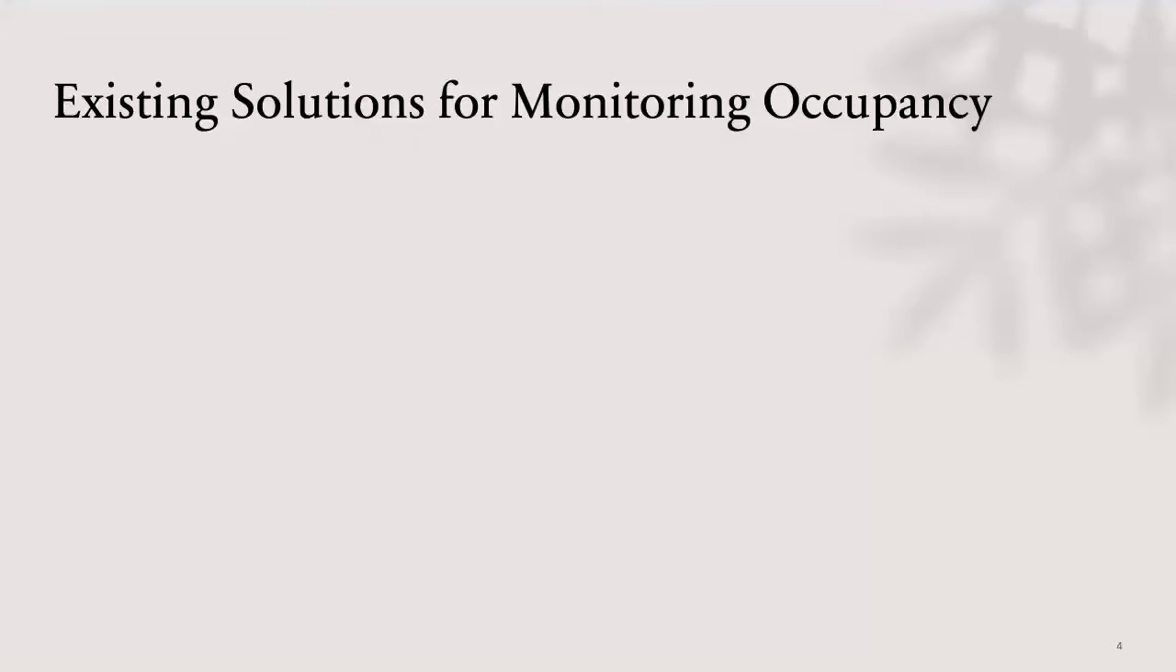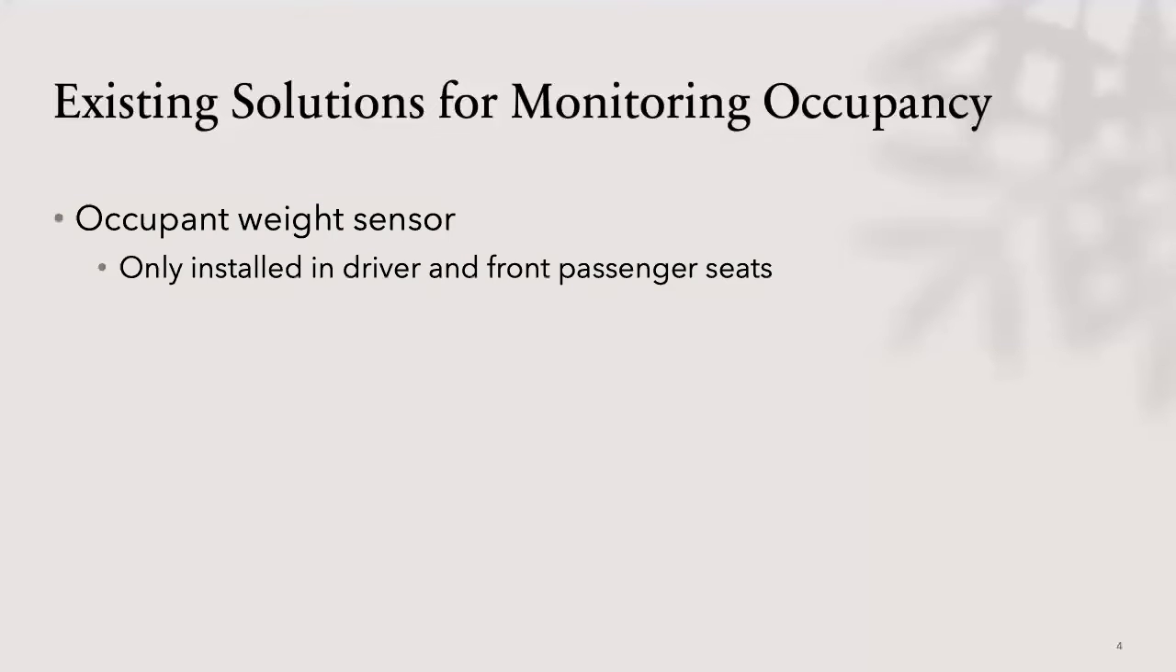Although these two statistics aren't related, I believe that the system that I developed can actually help solve both of these problems. If we look at the existing solutions for monitoring occupancy, we really only have one solution: the occupant weight sensor. These are usually installed on the driver and the front passenger seats, to determine whether or not you should engage the airbag in case of an accident, so that you're not engaging the airbag when you have a child sitting in the front, for example.